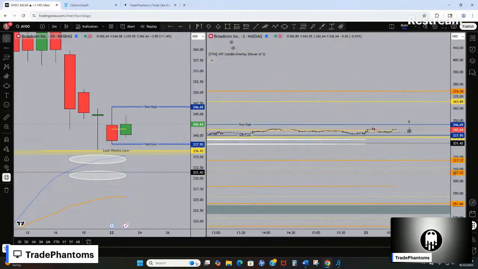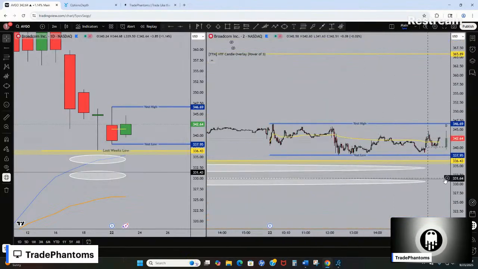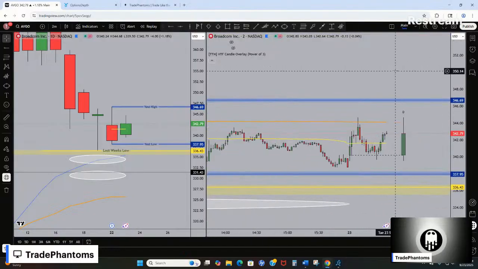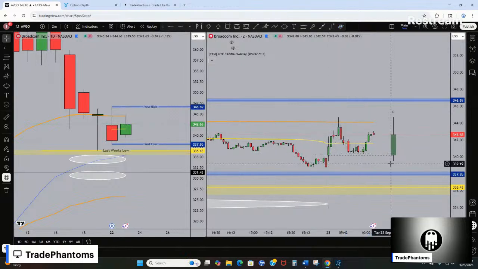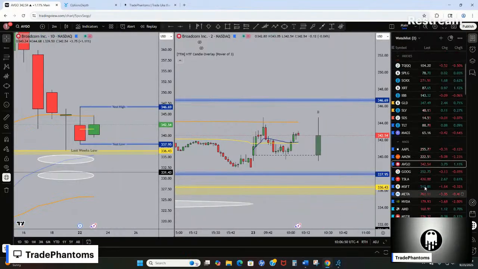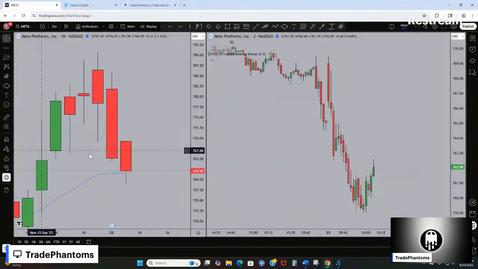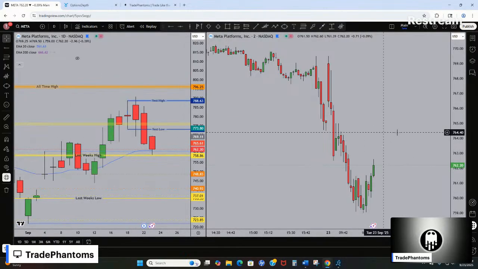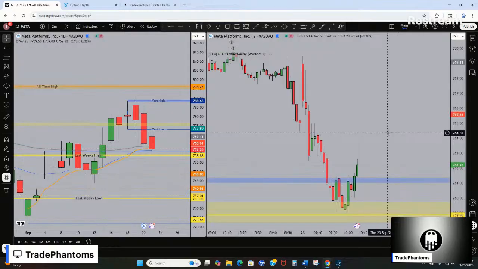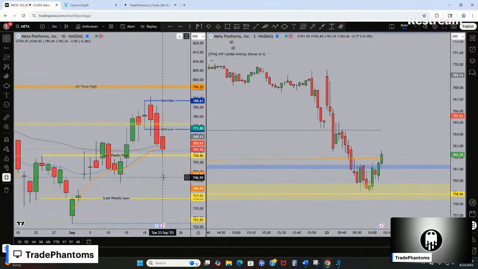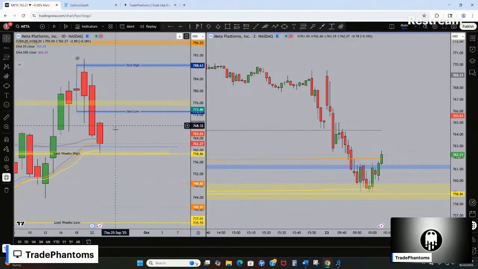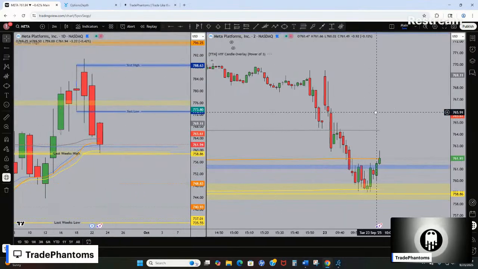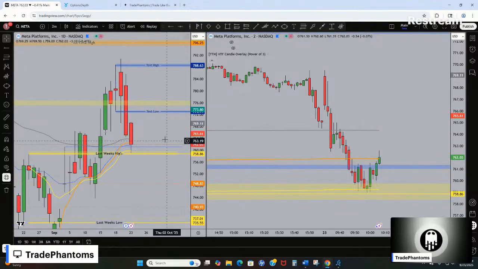Meta. Meta got no love from us today. I love when Meta's in play. This is the only chart that I don't think I updated over the weekend, which is a crime.